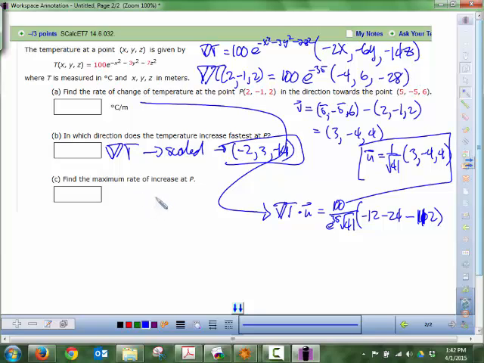Find the maximum rate of increase. You want to actually take, not scaled, but you actually want to take your gradient and then find the magnitude of that. So the magnitude of that is really, let's see, I'm going to take that 2 out.